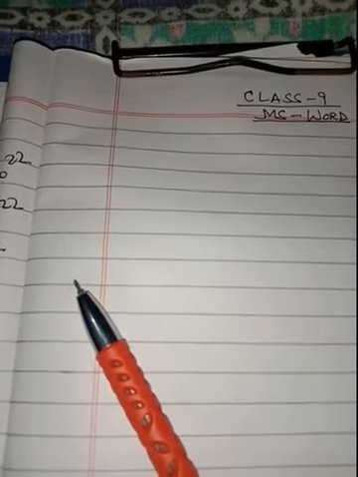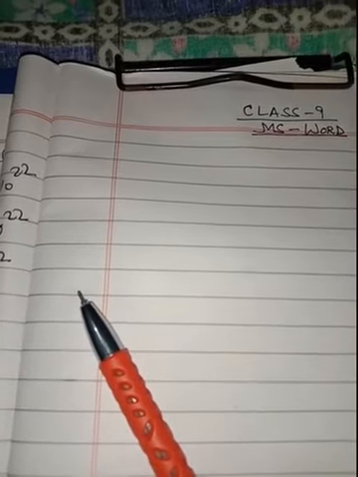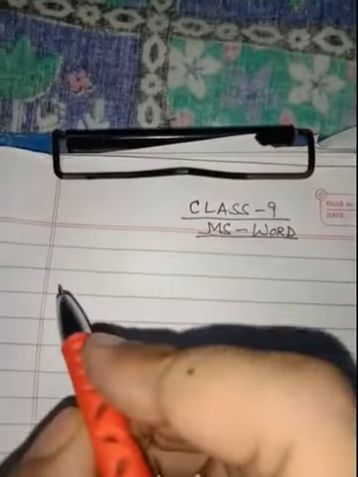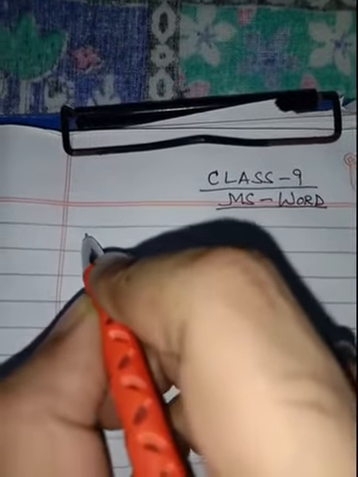Next topic that we discussed was border and shading. What is border? What is shading? How can we apply the border and shading in our document? So these were some of the topics that we discussed in the earlier videos. So in this video, the first topic that we are going to discuss is inserting header and footer.